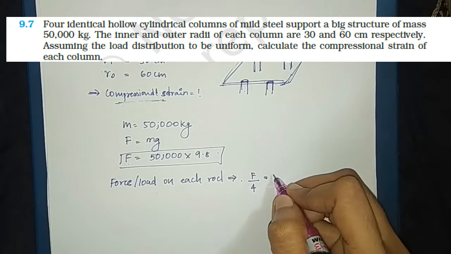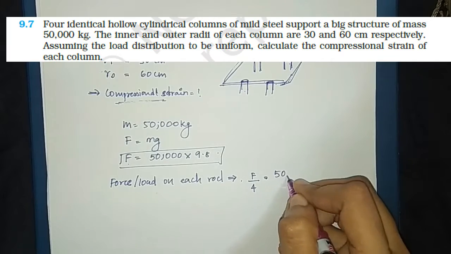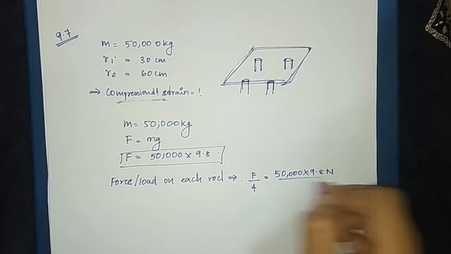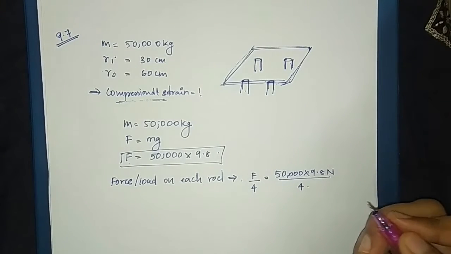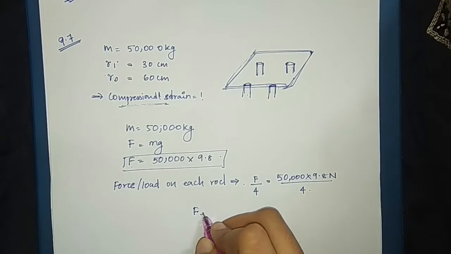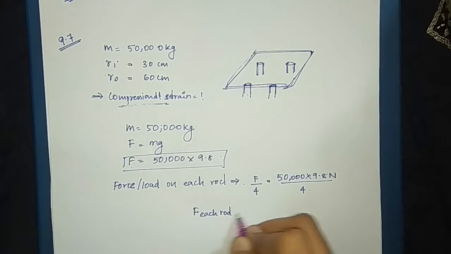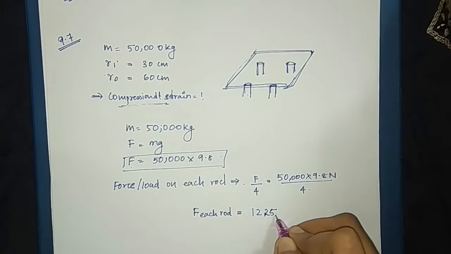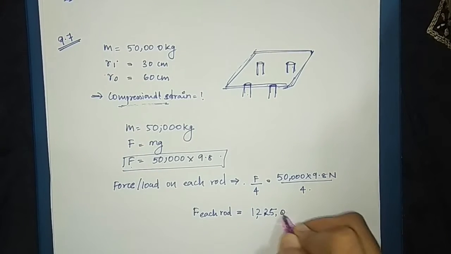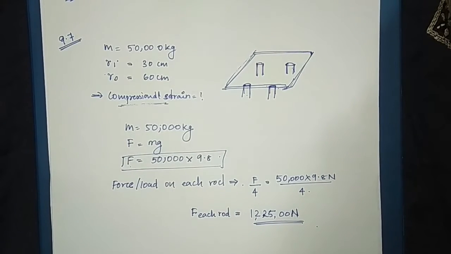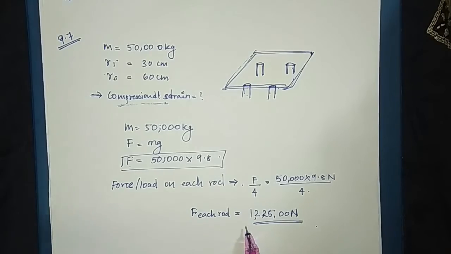Which will be equal to 50,000 times 9.8 Newton divided by 4. So in calculation we will get the force on each rod as 12,25,000 Newton. So this is the force on each rod.